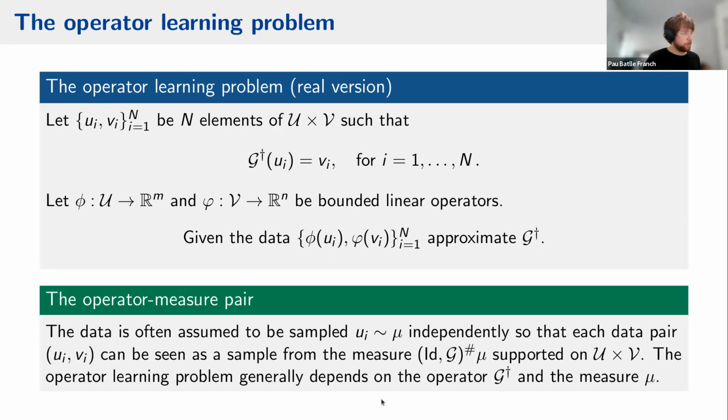So U_i, B_i is also sampled from a measure in which B_i is just the push forward by G. And something that I'm going to emphasize later is that learning the operator G dagger also non-trivially depends on what measure mu the data is being sampled from. Different measures will make learning the same operator harder or simpler.